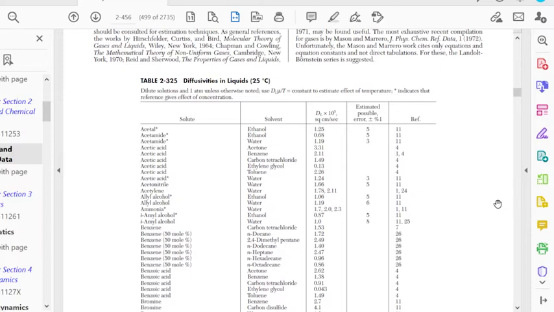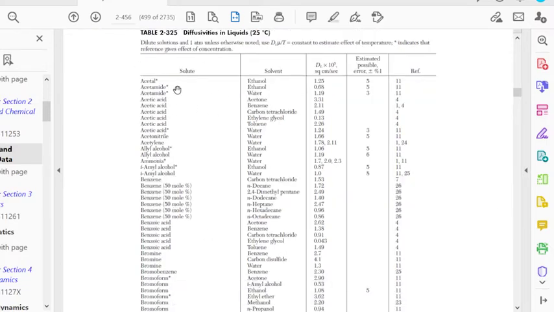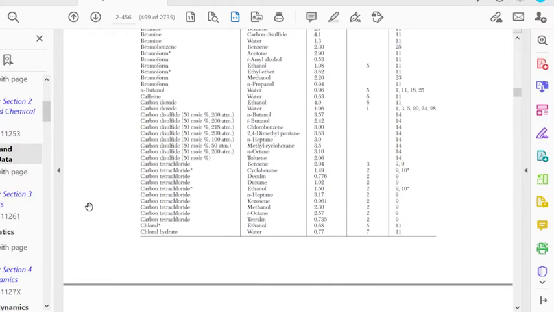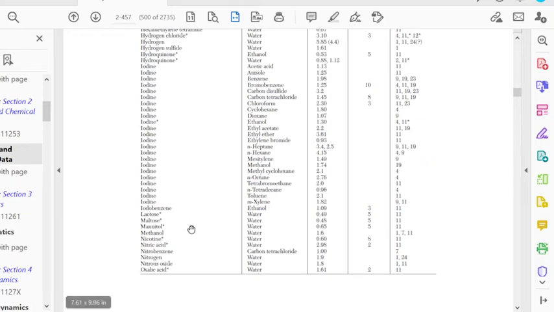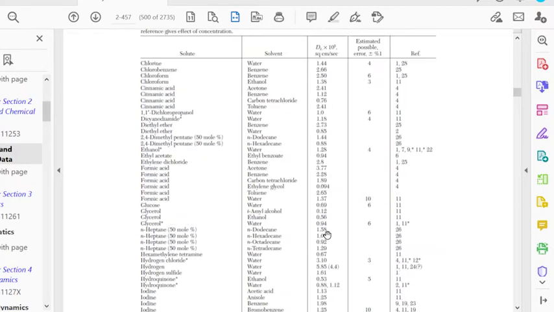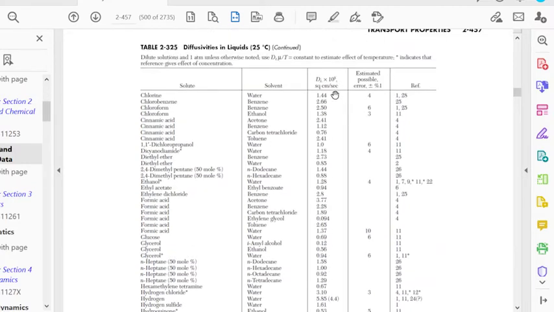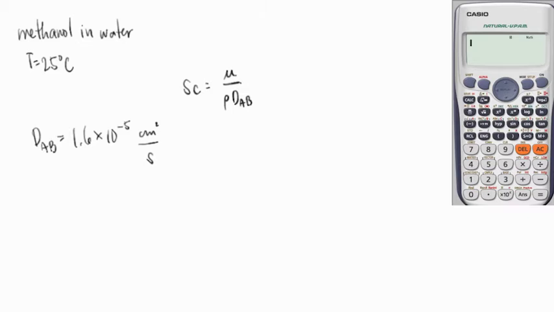So it just so happened that our given is already 25 degrees Celsius. But I will be teaching you how to adjust the value of the diffusivity if you have a different temperature. So let's look for methanol under the solutes, and solvent is water. Here we have methanol, solvent is water. The diffusivity is 1.6 times 10 raised to negative 5 square centimeters per second. Now this value of the diffusivity already is at 25 degrees Celsius.